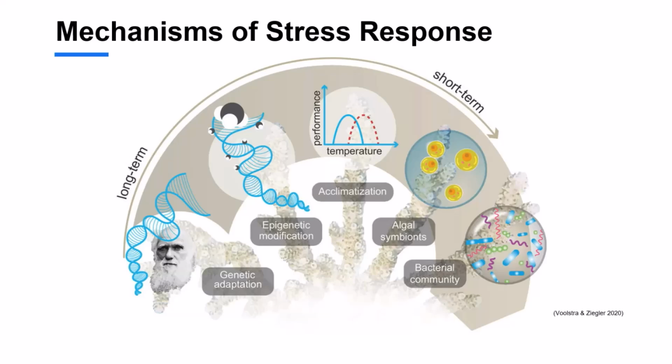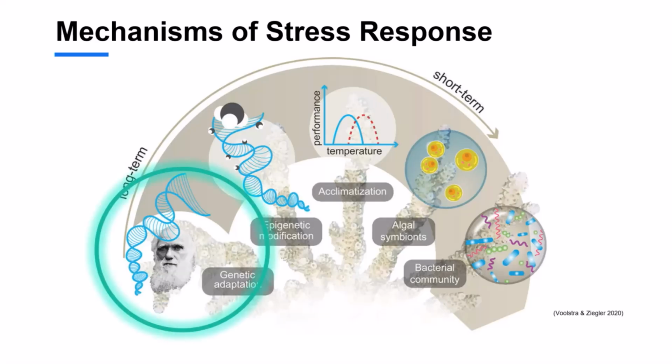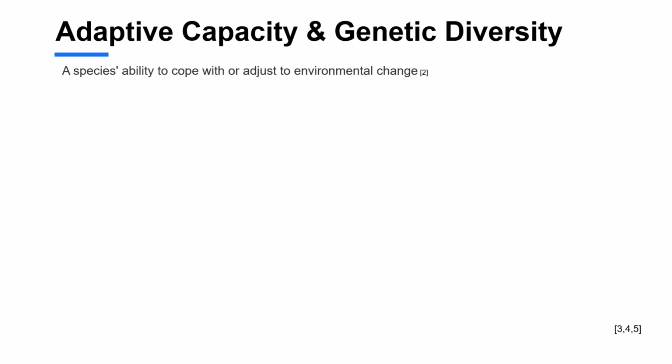And while all these factors are incredibly important for coral survivorship, one of the most important resources at a population and species level remains the genetic adaptation of the coral host itself. So, adaptive capacity is this term that was coined by Gunderson in 2000 as a species' ability to cope with or adjust to environmental change.